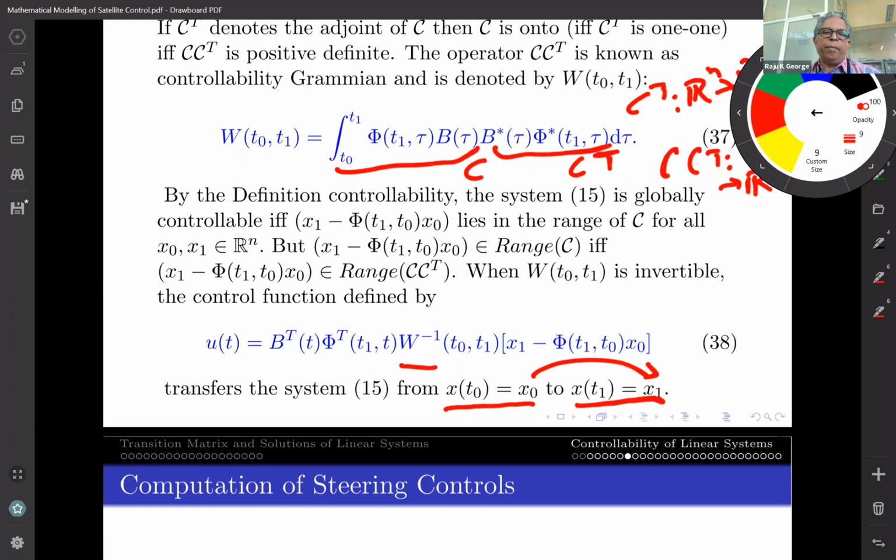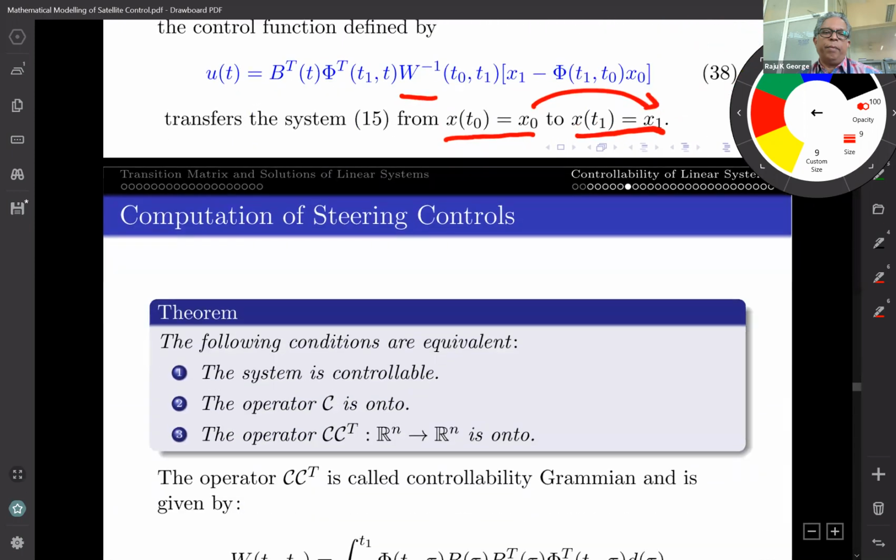So if the controllability Grammian is known to be invertible, then the steering controller is also ready. In fact, you will see that this controller is not just any controller. Out of all possible such steering controllers, it has the minimum energy, the minimum L2 norm. This is a minimum norm controller, a minimum energy controller.